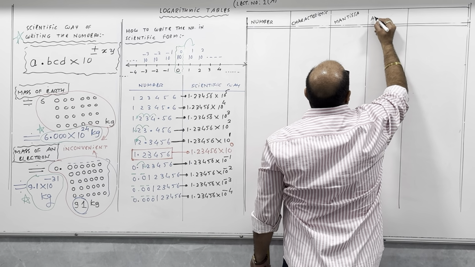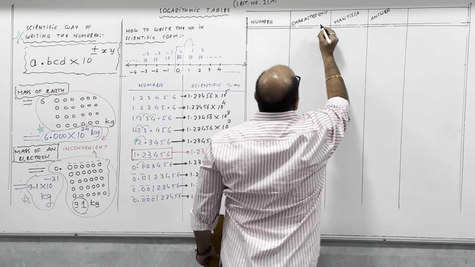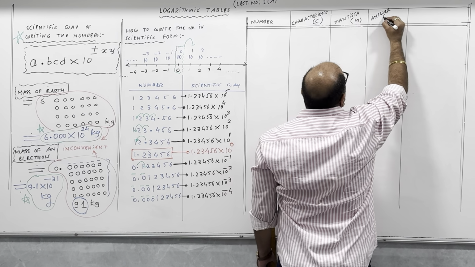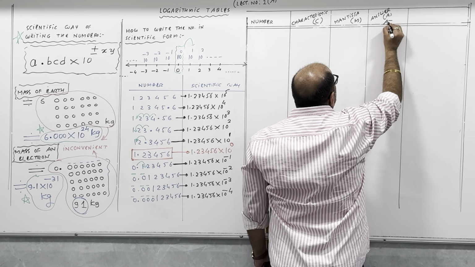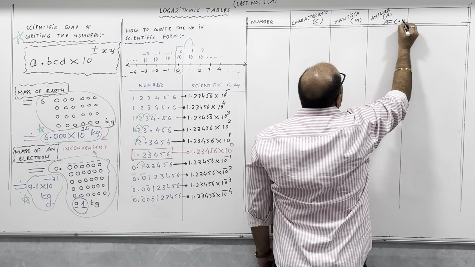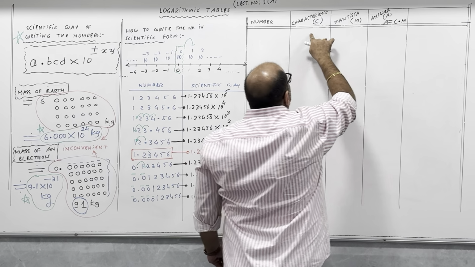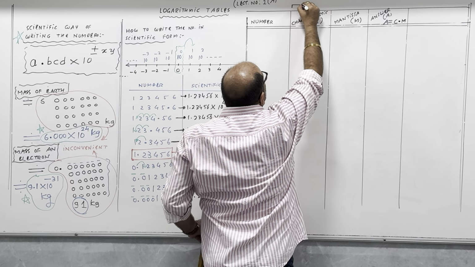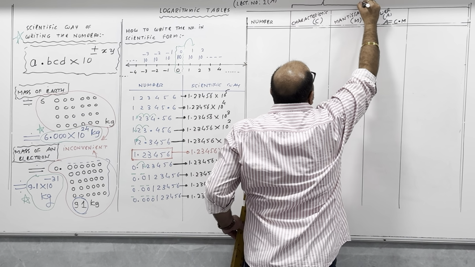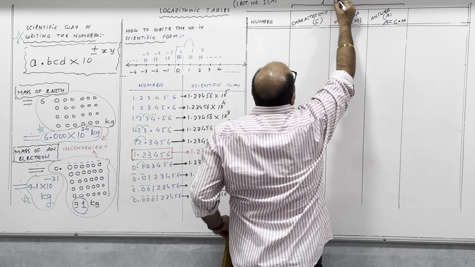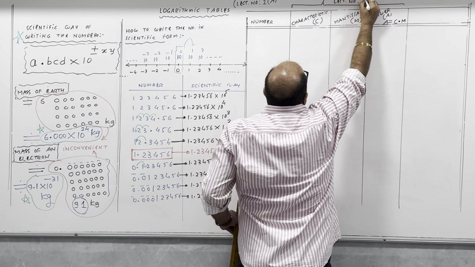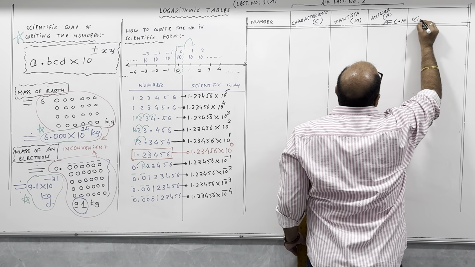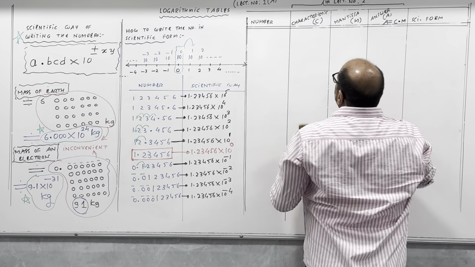Mind you, if I call characteristic C, mantissa M, and answer A, then my answer is characteristic decimal point mantissa. I repeat, my answer is characteristic dot mantissa. We are going to learn these three columns in lecture number 2. So today, to end with, we are going to understand how to write numbers in scientific forms.